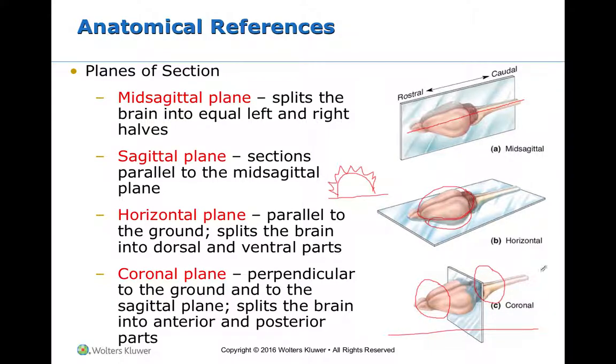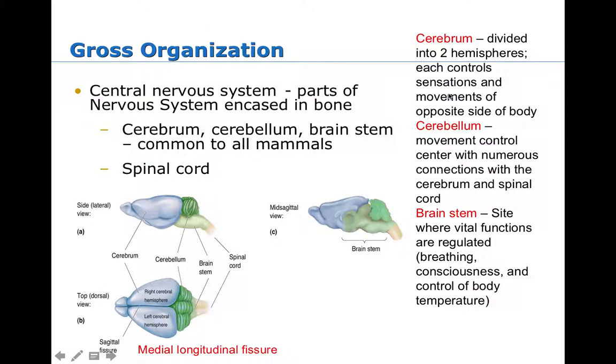This is the plane of section that I slice brains in. I slice brains in coronal sections. And if you take 373 or any kind of anatomy lab, you'll be able to see all these different structures in different views based on how you actually slice the tissue.